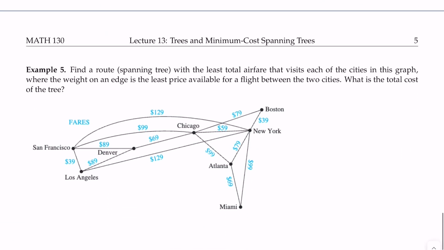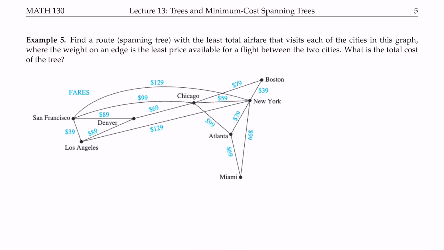Now moving on to the last example, I want to find a route or a spanning tree with the least total airfare that visits each of the cities in this graph, where the weight on an edge is the least price available for a flight between two cities. And of course, at the end, you want to know what is the total cost of the tree.